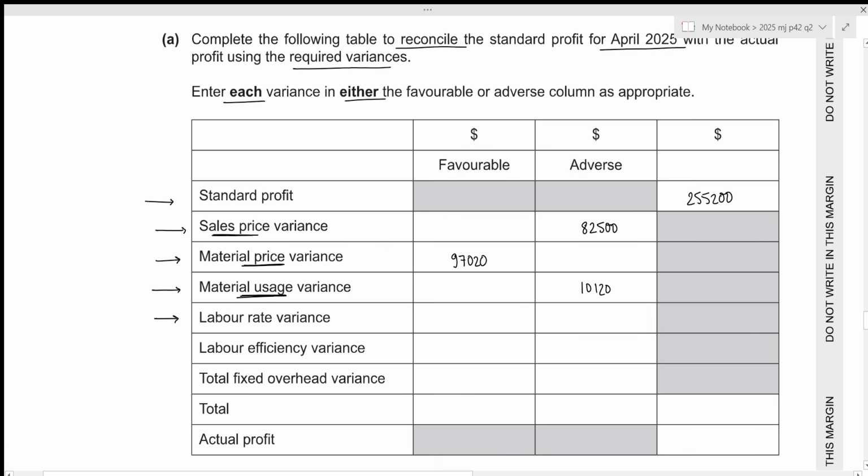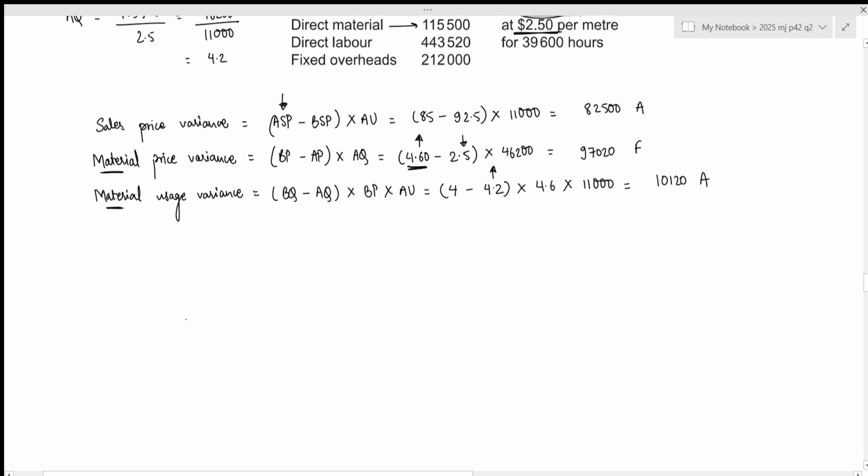Then we need to calculate the labor rate variance. Again, labor rate variance is similar to material price variance. We will just be comparing the rate per hour. So we have labor rate variance. And the formula will be the same as well. But instead of price, we will be comparing the rate. So budgeted rate minus the actual rate. This will be the rate per hour. Then we need to multiply it by the actual hours.